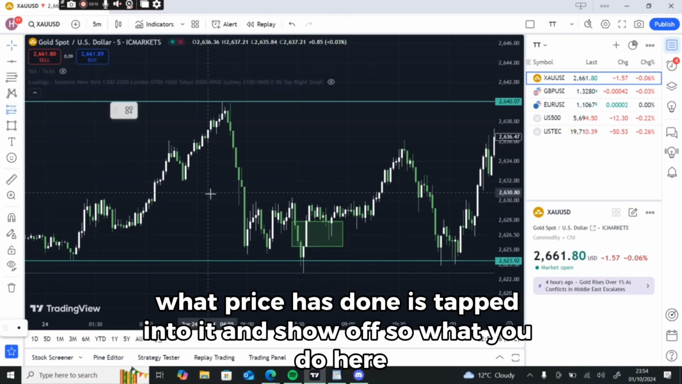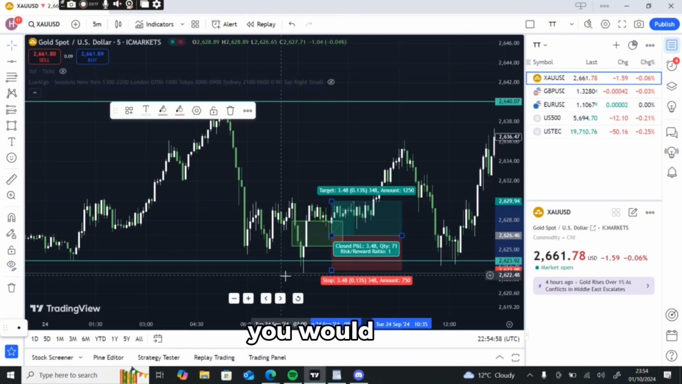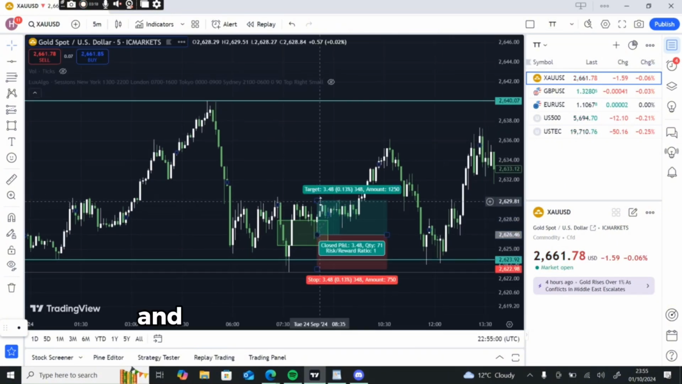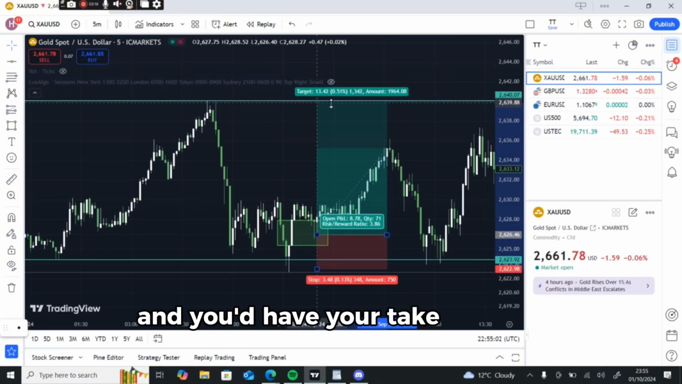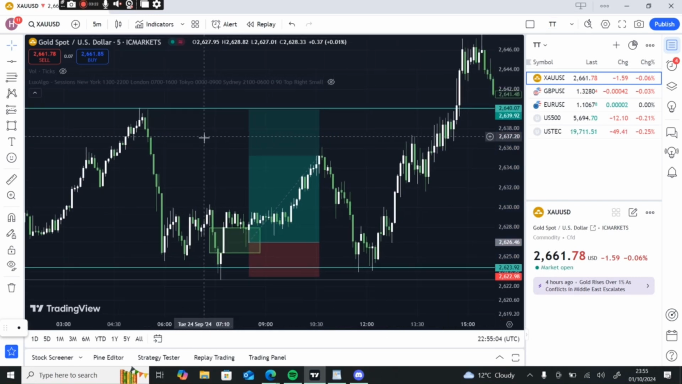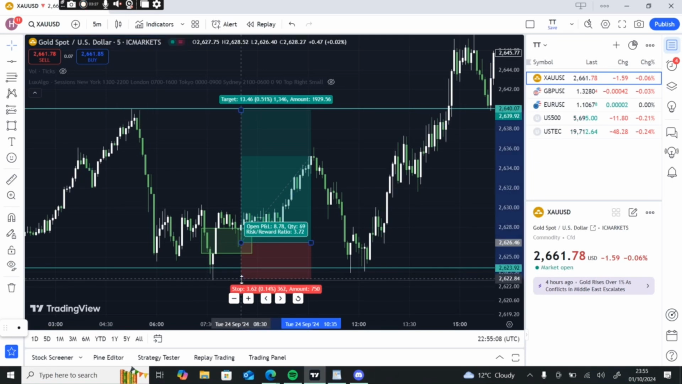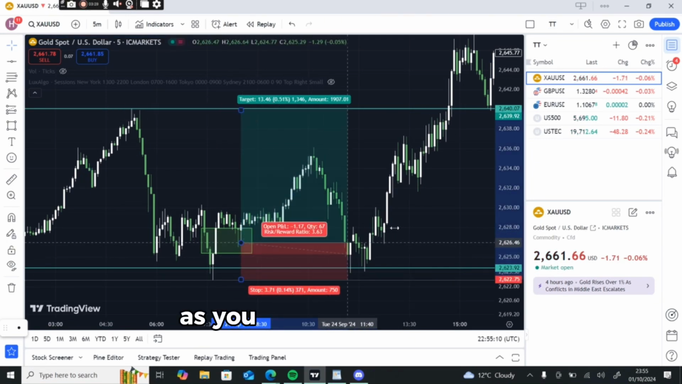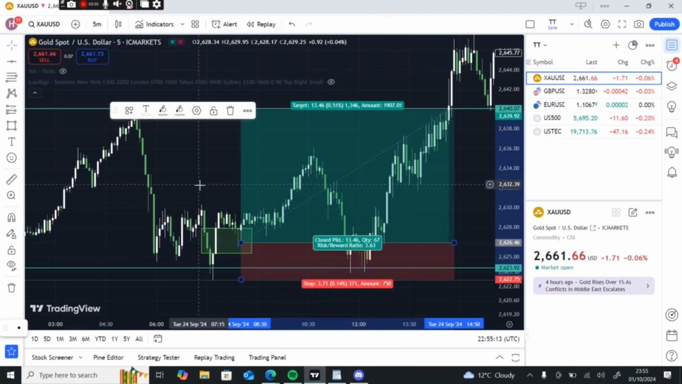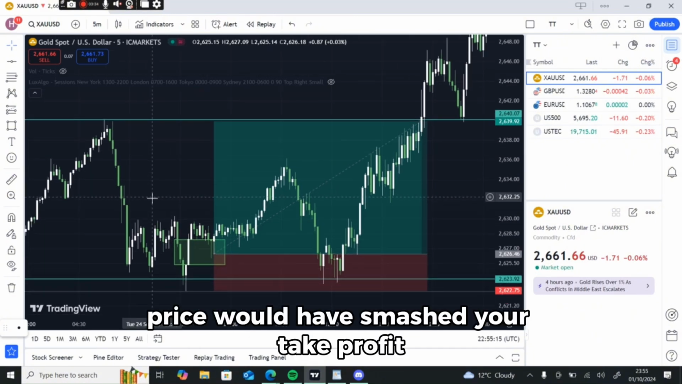So what you would do here, you would long, and you'd take profit at the highs of Asia session, and you'd have your stops at the low. And as you can see here, in this example, price would have smashed your take profit, and you guys would have made money.